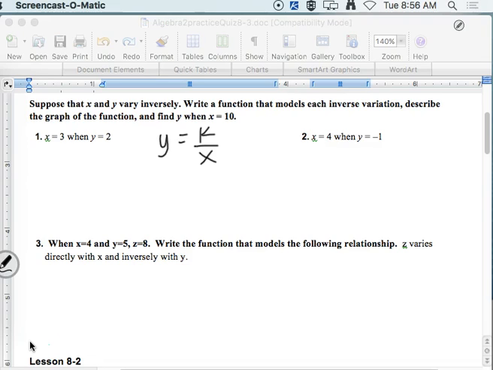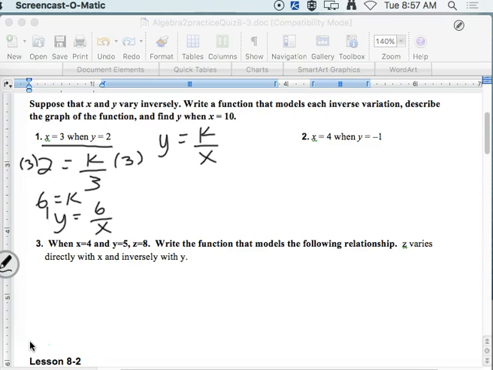So here's the deal. That means we start with this and we realize we have to find k. That's our job. Well, the only way I can do that is if I know x and y. Good news. There they are right there. So 2 equals k over 3. Well, I need k. What do? Multiply both sides by 3. So that means k is 6. Now that gives us our new formula, y equals 6 over x.